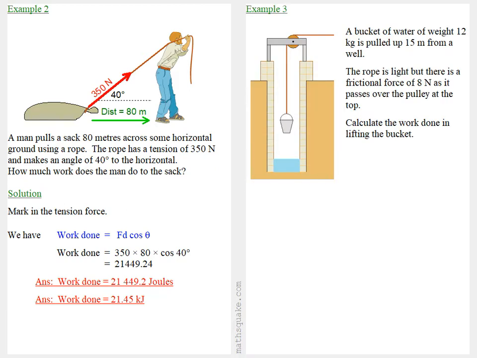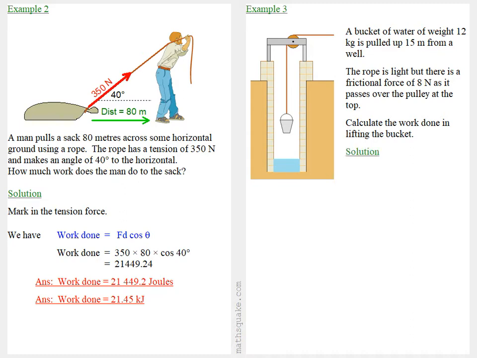In example 3, we're told a bucket of water of weight 12 kilograms is pulled up 15 meters from a well. The rope is light, but there's a frictional force of 8 newtons as it passes over the pulley at the top. Calculate the work done in lifting the bucket.